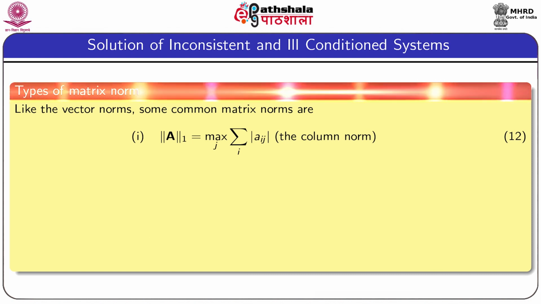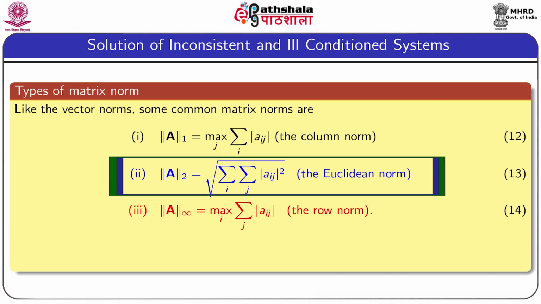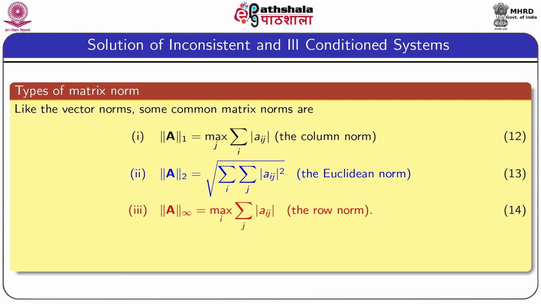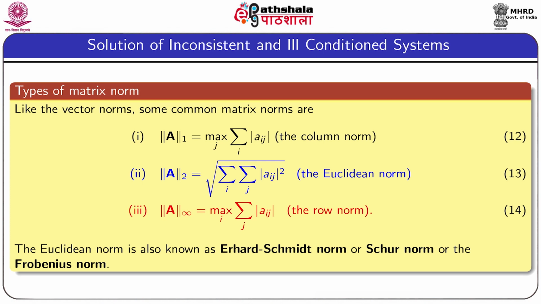Like vector norms, we can define different kinds of matrix norm. The first norm is denoted by norm 1, this is the column norm. The second one is the Euclidean norm, which is the square root of the sum of squares of all elements. And the third norm is the infinity norm, and this is called the row norm of a matrix. The Euclidean norm is also known as the Hilbert-Schmidt norm, the Schur norm, or the Frobenius norm.